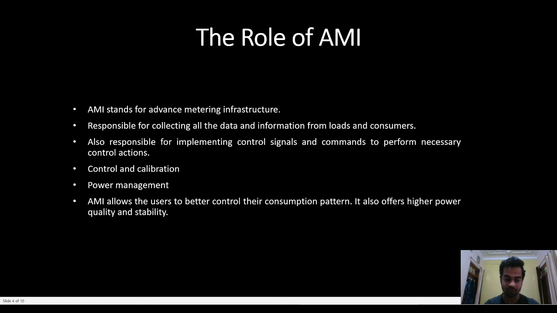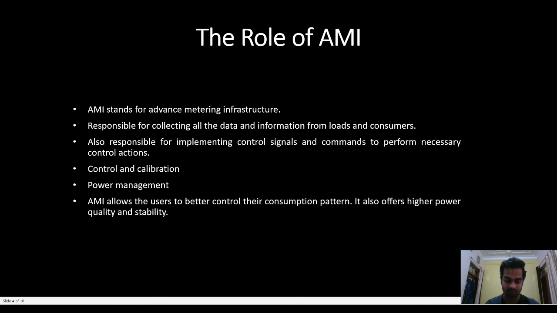This is also responsible for implementing control signals and commands to perform necessary control actions. So the first part is control and calibration. Control and calibration means the meter should be able to compensate for small variations in the control system. And the second is power management. In the event of the primary source of energy going down, the system should be able to maintain its functionality, meaning the system should not be disturbed when the power is delivered. So we have to manage the power management system.